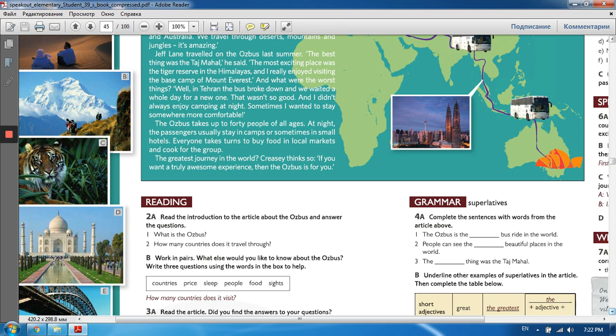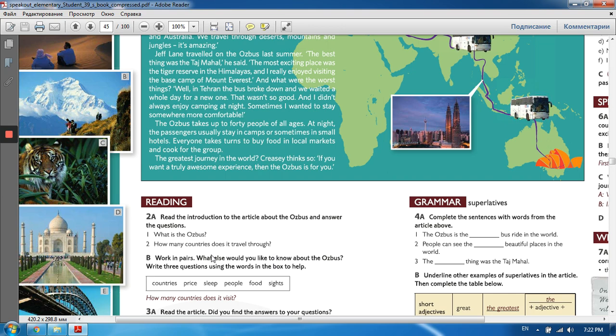That's all. So, reading exercise 2A: read the introduction to the article about the Ozbus and answer the questions. As you see, we have two questions. Let's read the questions and answer them. First one, what is the Ozbus? The Ozbus is the longest bus ride in the world. Second, how many countries does it travel through? It travels through 20 countries.